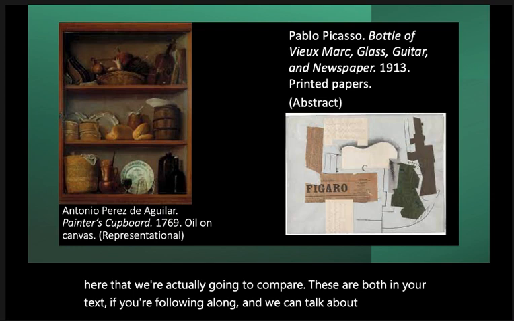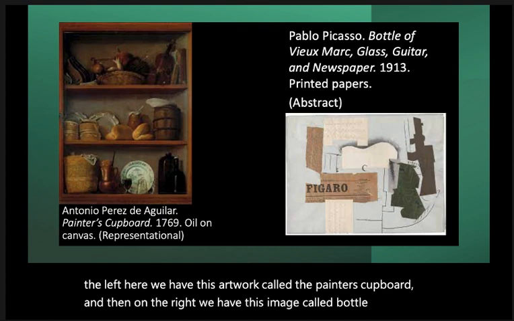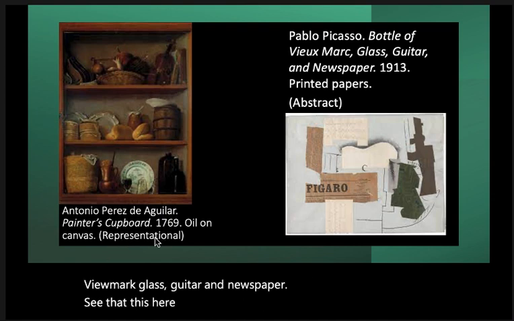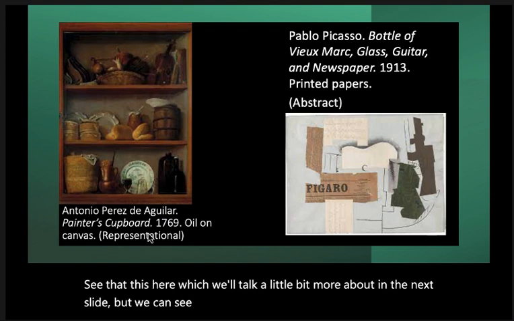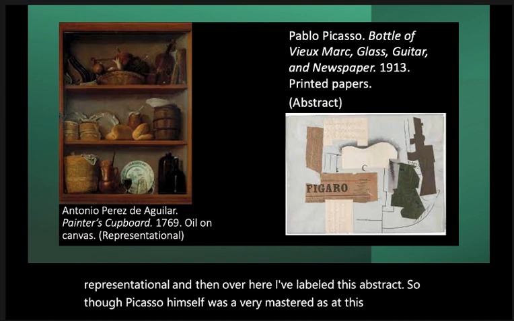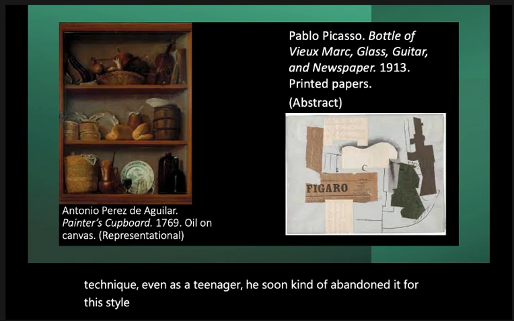So on the left here we have this artwork called The Painter's Cupboard, and then on the right we have this image called Bottle of Vieux Marc, Glass Guitar, and Newspaper. And you can see that this here, which we'll talk a little bit more about in the next slide, we can see here in the parentheses I've labeled this representational, and then over here I've labeled this abstract. So though Picasso himself was a master at this traditional technique, even as a teenager, he soon abandoned it for this style known as Cubism.